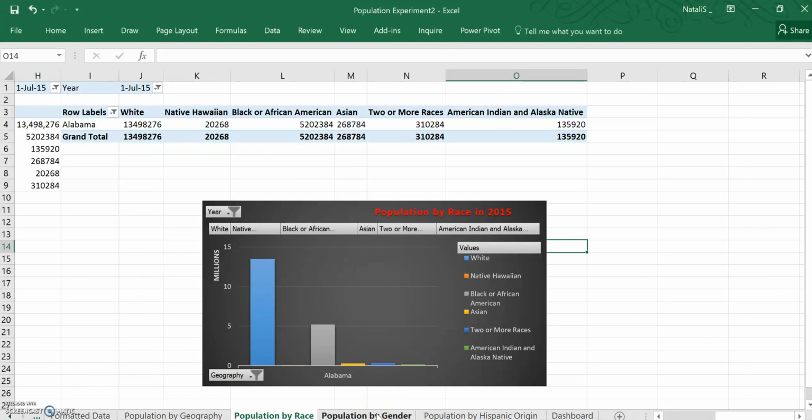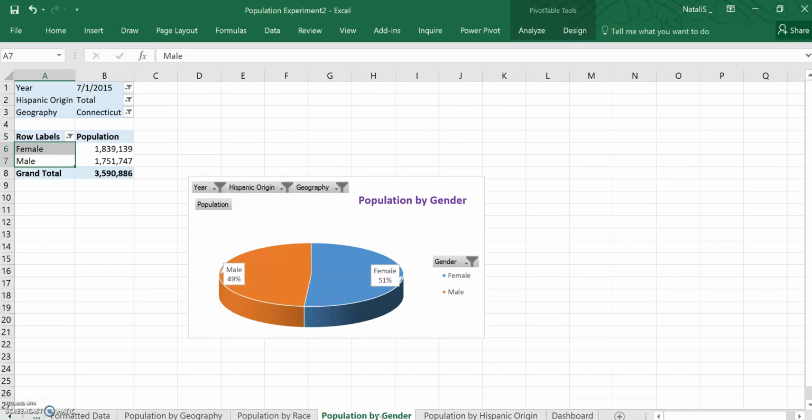Next pivot table I did is population by gender. It's always interesting to see the proportion of male and female population. Generally, we will see that there are 51% of female in US population, but that number is different depending on state and year. We'll have a look at it later when we have a look at the dashboard.